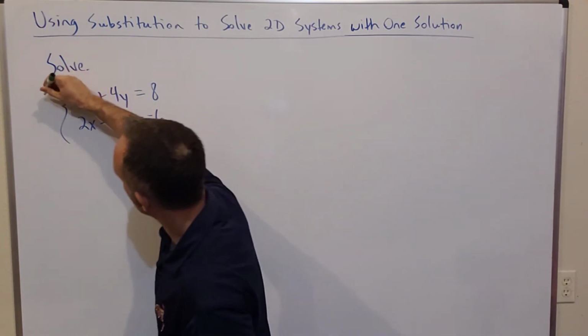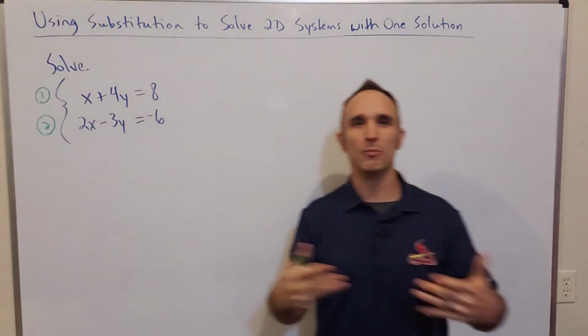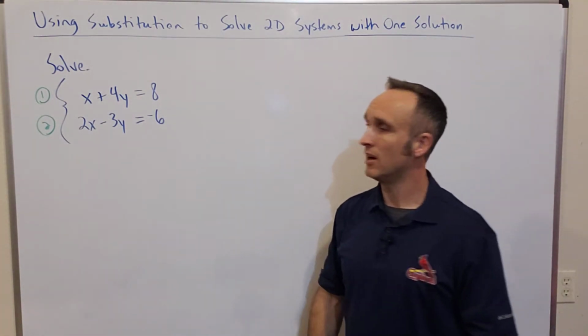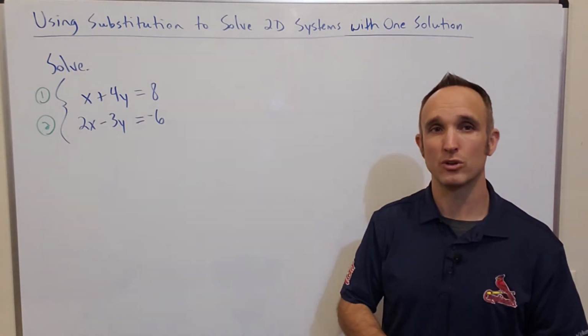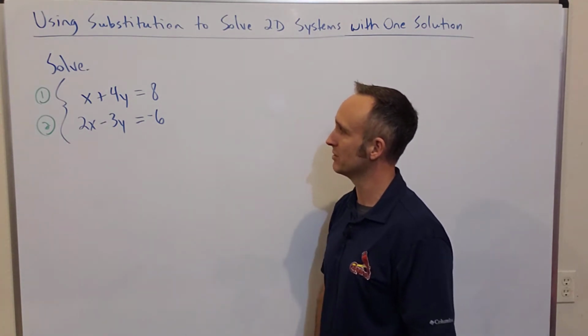But what we can do, let's label this equation 1 and this equation 2. That's always nice to do so you can refer back to them through the process and kind of make your work easy to follow. Mostly for yourself, because if you make a mistake, it can be very difficult to track your work unless you stay organized. And that's one of the key aspects of solving systems.